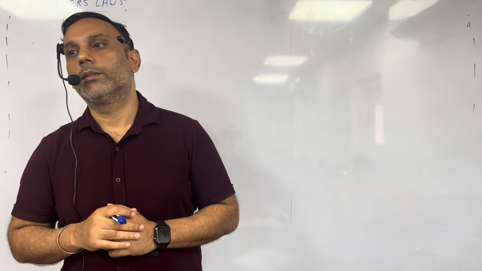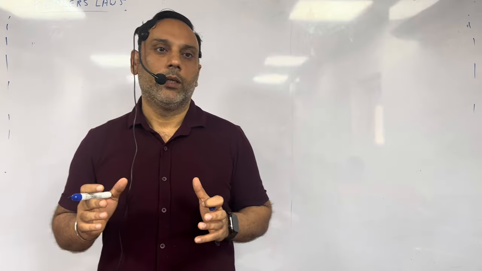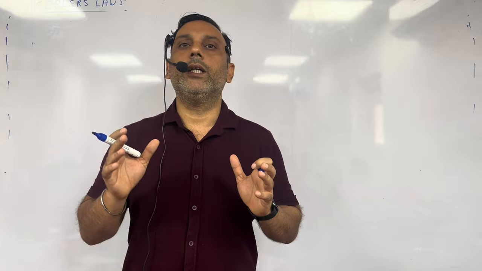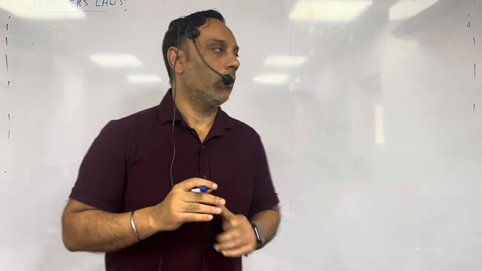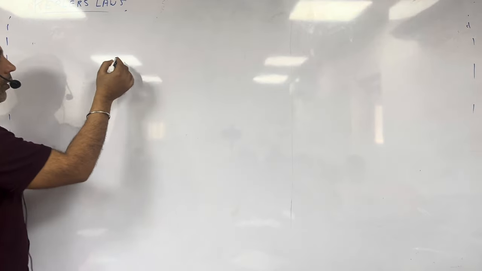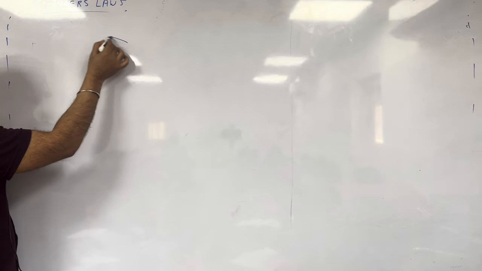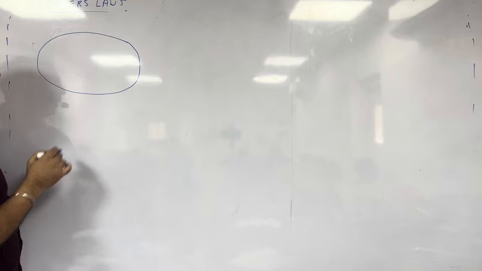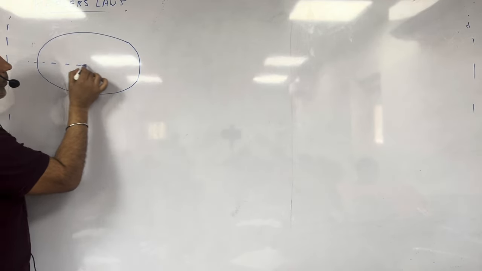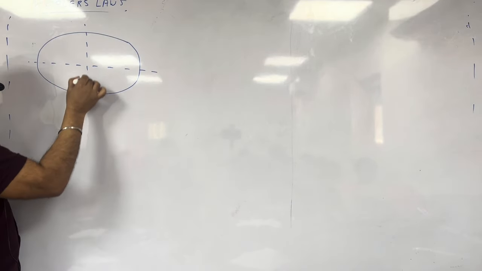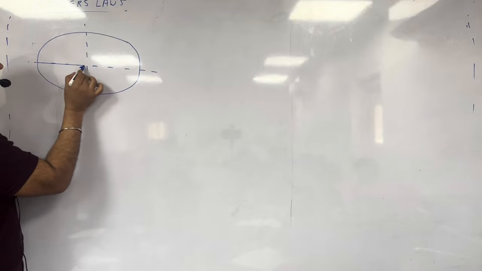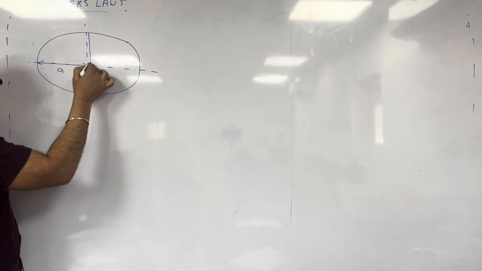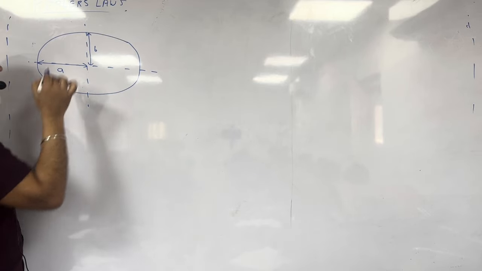The first law is the law of orbits, which means every planet rotates about the sun in an elliptical orbit, right? About the ellipse, you already know many things from mathematics, and we'll discuss a few things about it. Now suppose there is an ellipse. We know there is a semi-major axis, say A, and a semi-minor axis B, right?